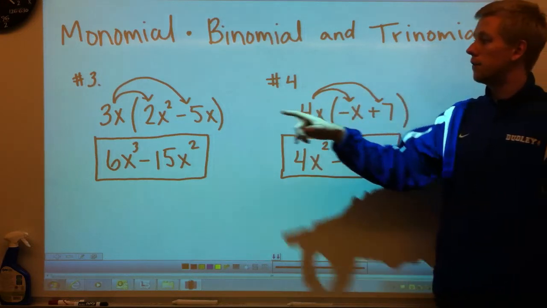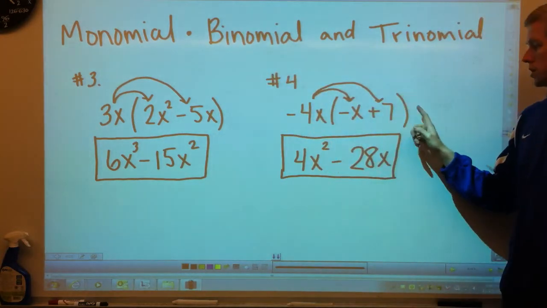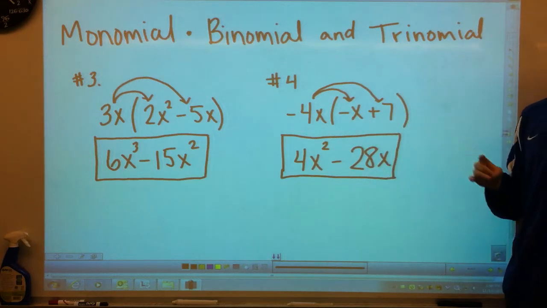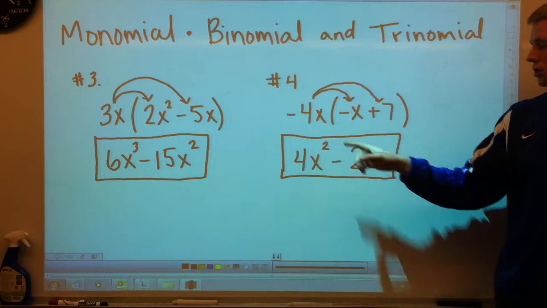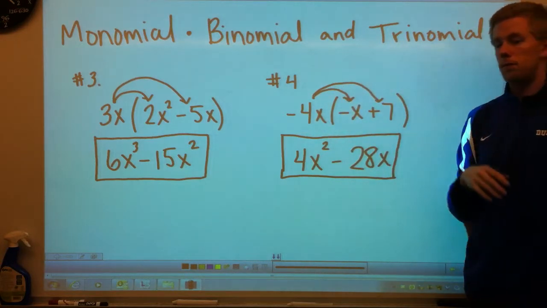Those are both examples of a monomial times a binomial. Now, a monomial times a trinomial would just simply have another term out here. You would have 3 terms and not just 2. Okay? Do the same process. You're just distributing. You could go on forever. You could have 5 terms out here.